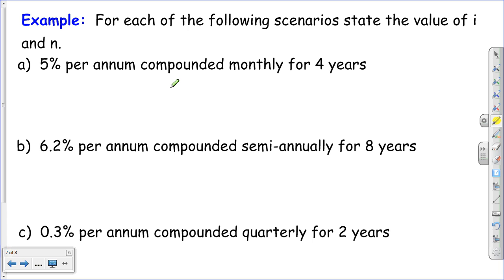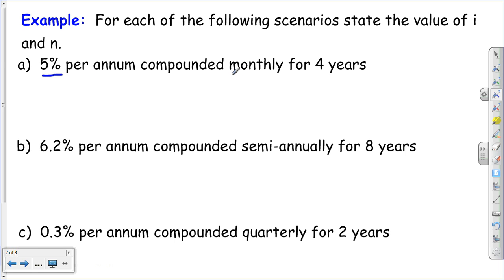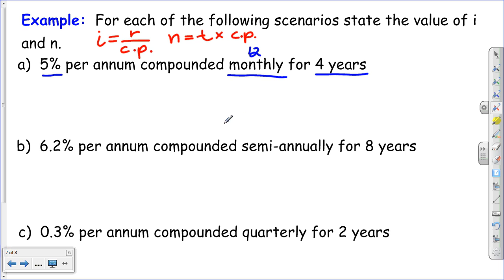For each of the following scenarios, state the value of I and N. We're not actually calculating the accumulated amount with compound interest. We're just making sure that we know how to calculate I and N in order to put them into the formula. So if it's 5% compounded monthly, so our number there is 12, and it's 4 years. Let's just recall the formulas at the top. I was our rate divided by the compounding period. N was our time in years multiplied by the compounding period. CP is just compounding period there. That's the number based on the frequency.